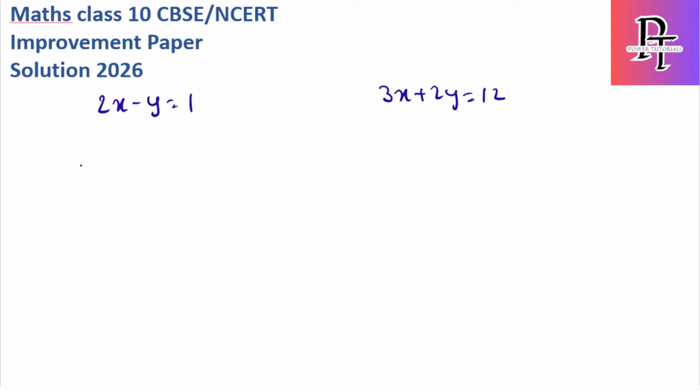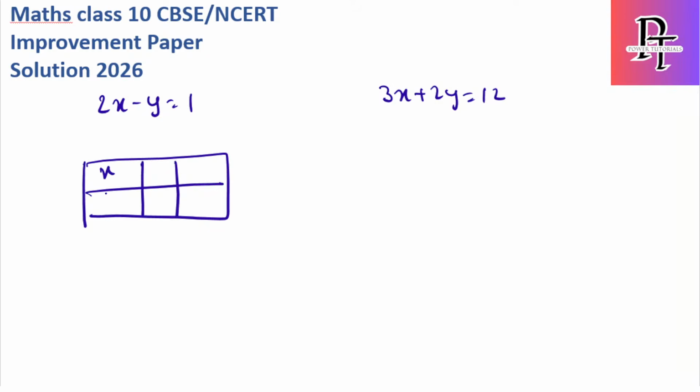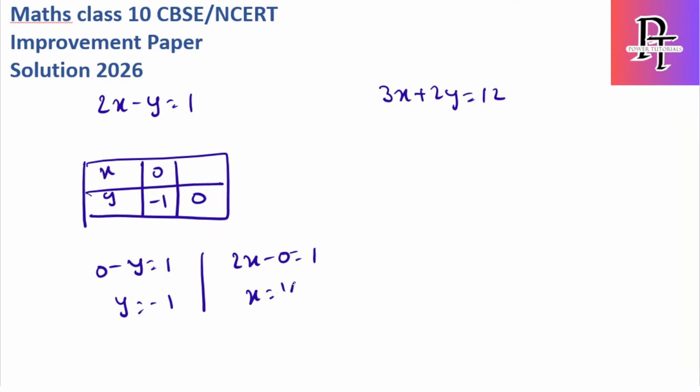For this I will mark a box to mark 2 points. I'll use the easy scenario where I take x as 0, y as 0 and get the other points. If x is 0, then we get 0 minus y is equal to 1, so the y value is minus 1. If y is 0, 2x minus 0 is equal to 1, so the x value is 1 by 2. So the 2 points from the first equation are 0 comma minus 1 and 1 by 2 comma 0. Same way I will do it for the second equation.